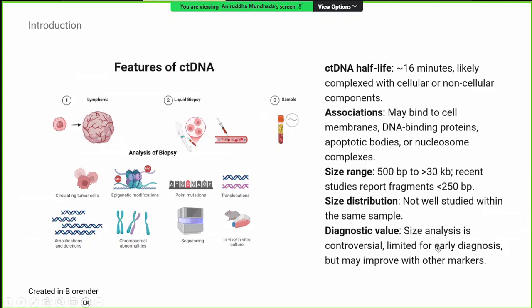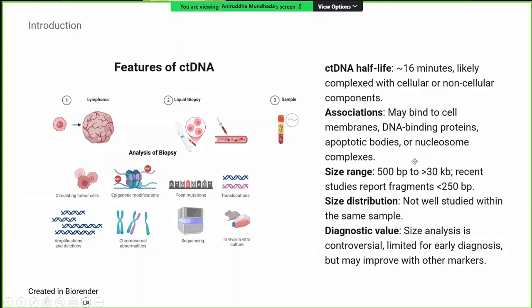Coming to features of circulating tumor DNA. The usual half-life is 16 minutes, but it has been described as less, up to 2 hours as well. It is likely complexed with cellular or non-cellular components. So it can bind to the cell membrane or any other proteins, or even the apoptotic bodies or nucleosome complexes.